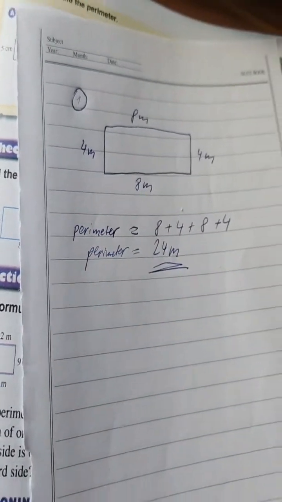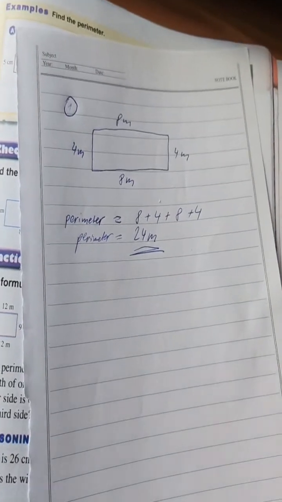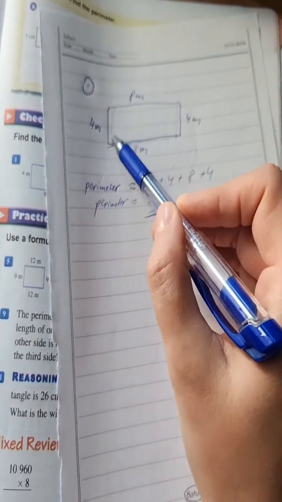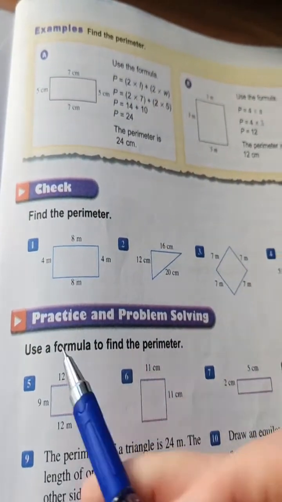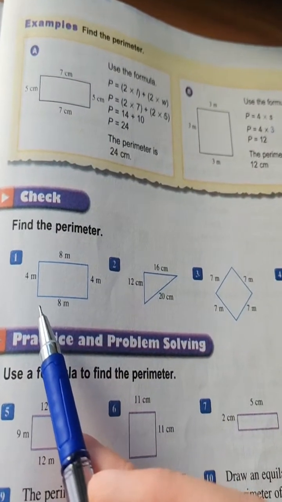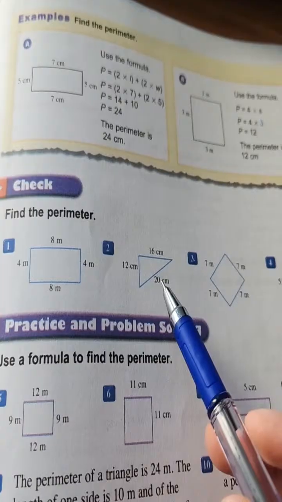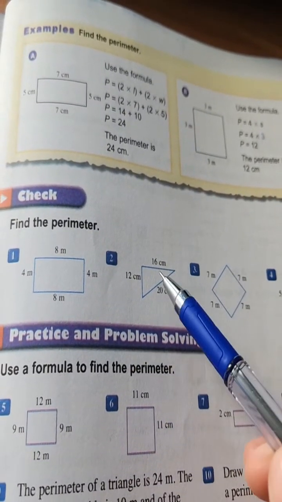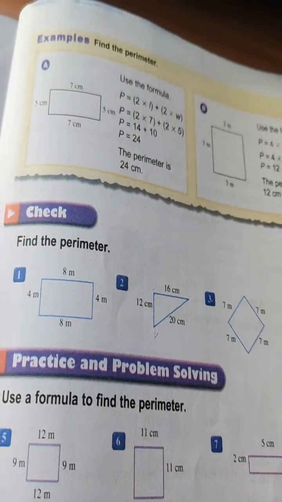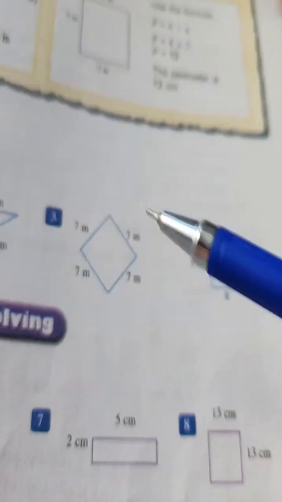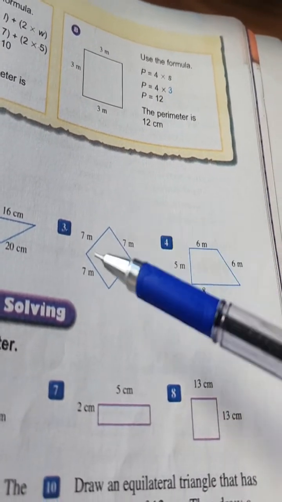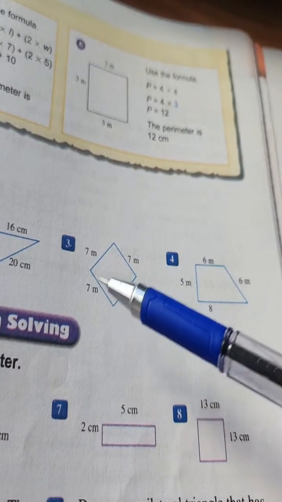Okay, so again, if you want to calculate the perimeter, you will take each side together and add them. So 8 plus 4 plus 8 plus 4. Now we have here a triangle. What will you do with this triangle? Again, you will add 12 plus 20 plus 16. It's very easy. Now we have another shape, a square. As you can see, the square has 4 sides that are all the same. So you will take 7 plus 7 plus 7 plus 7.